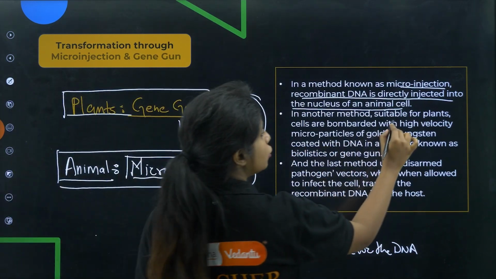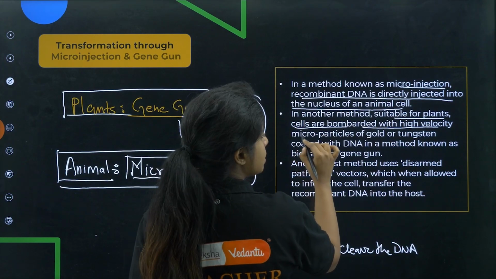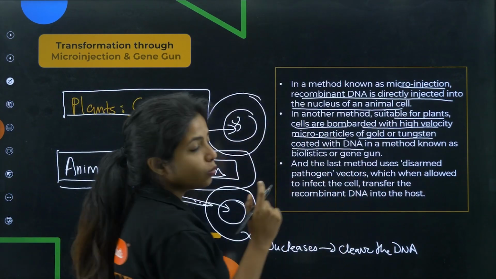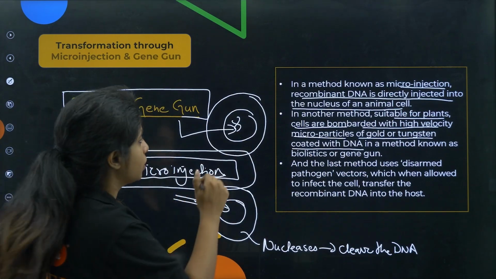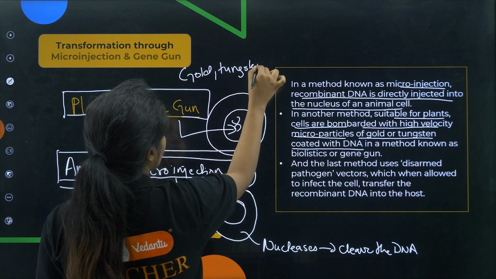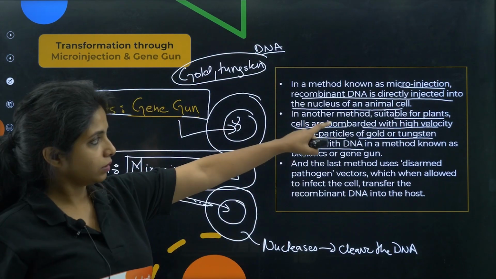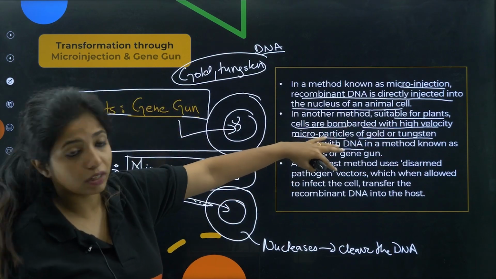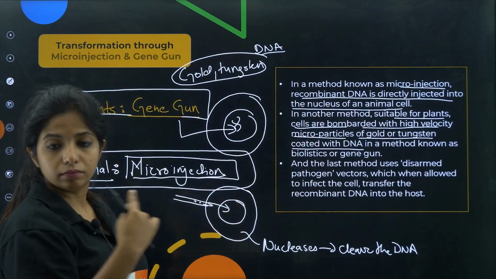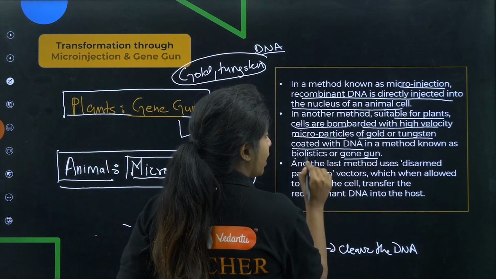Now, in another method suitable for plants, cells are bombarded with high velocity microparticles of gold or tungsten coated with the DNA. So what happens is that you have gold or tungsten. Please remember both the terms. You coat this with the DNA, and then with high velocity microparticles of gold or tungsten coated with DNA, it is bombarded inside the nucleus such that everything reaches there. Now, this is known as gene gun, and it is also known as biolistics.